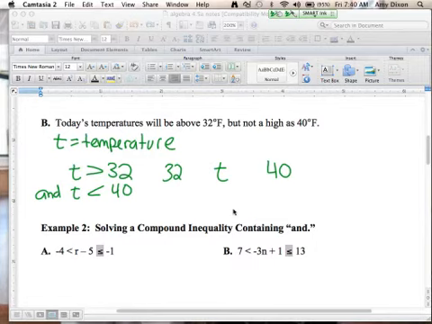So if you look at the T and the 32, the mouth is towards the T. So we're going to put the mouth towards the T. And then on T and 40, the mouth is towards the 40, so we're going to continue to have the mouth towards the 40. Here is our inequality.